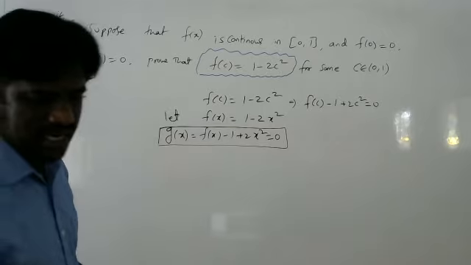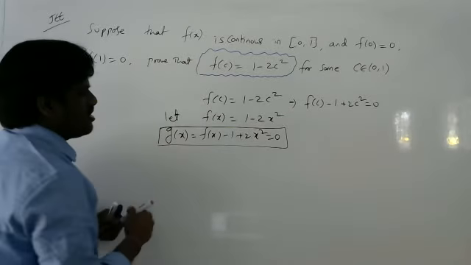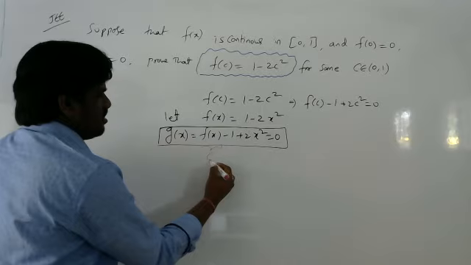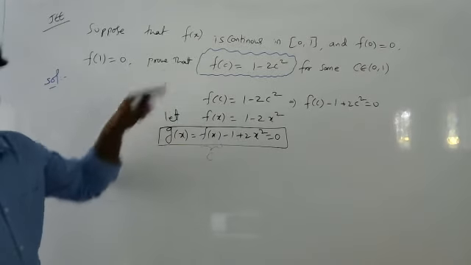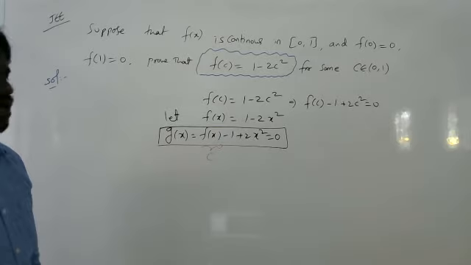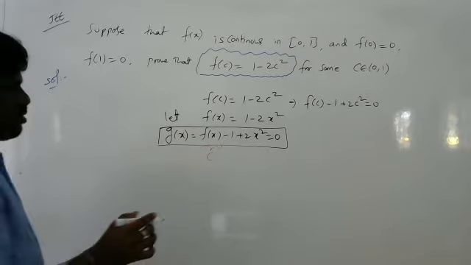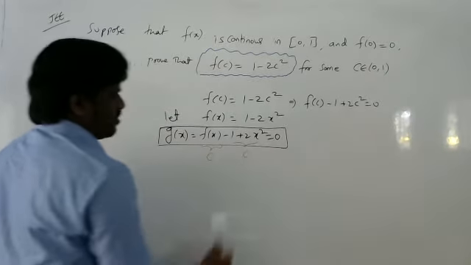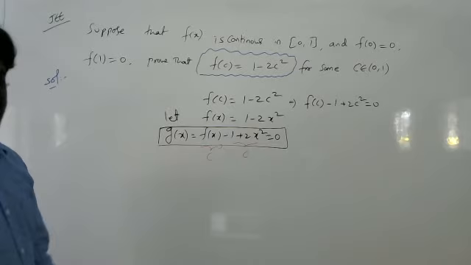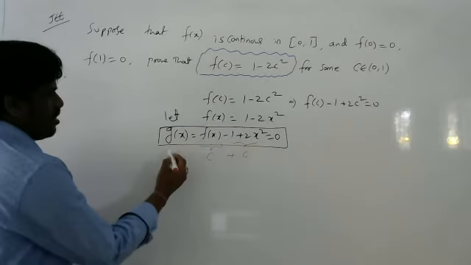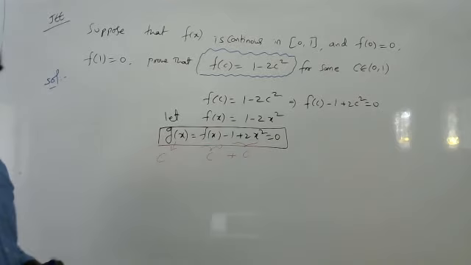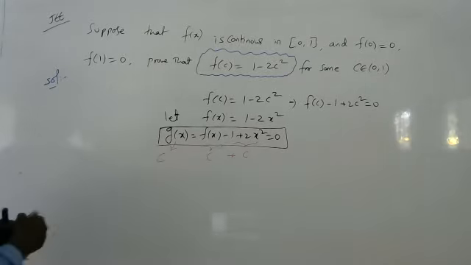Now tell me whether f of x is continuous or not. Is f of x continuous? It is given in the question. And 2x square minus 1 is a polynomial, so this is also continuous. Continuous plus continuous is continuous. So g of x is also continuous. Is g of x continuous? Yes, sir. Now that is the point you have to understand. g of x is continuous.